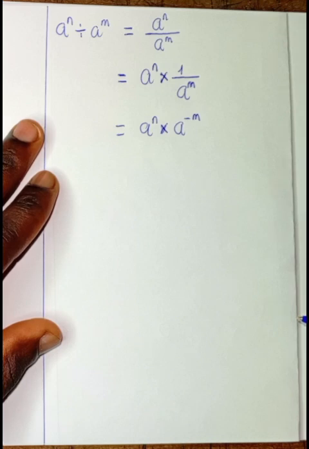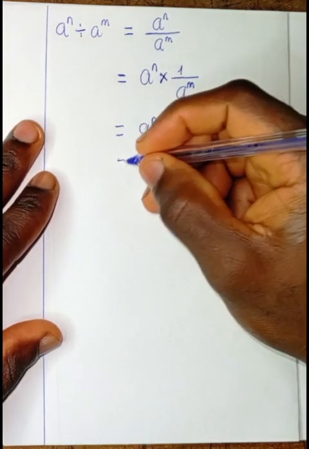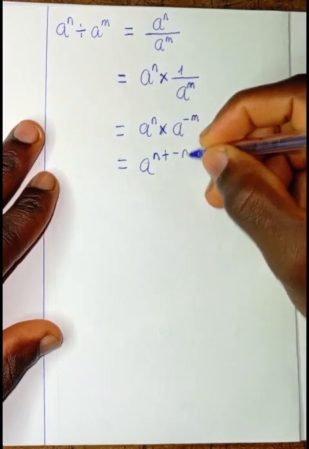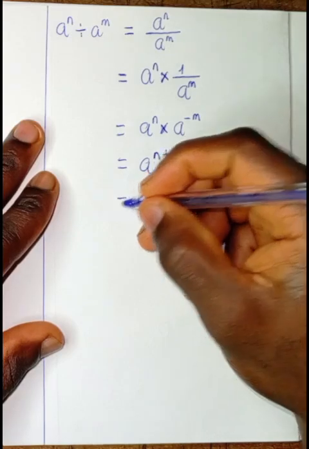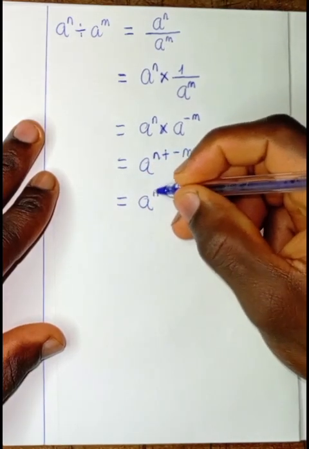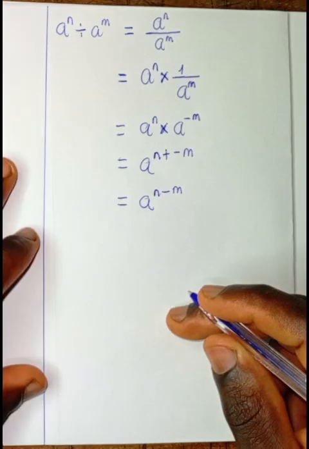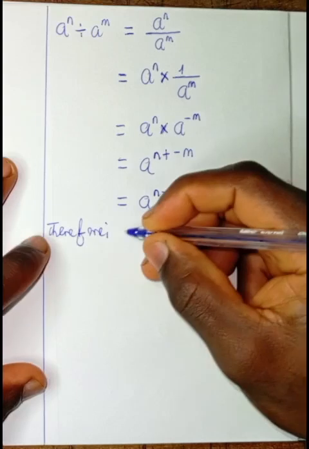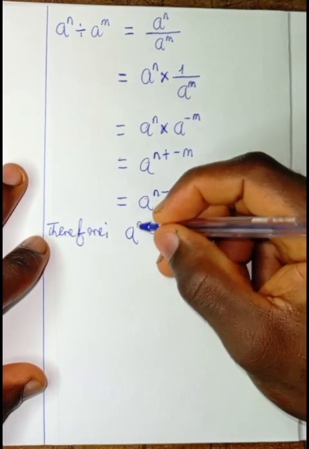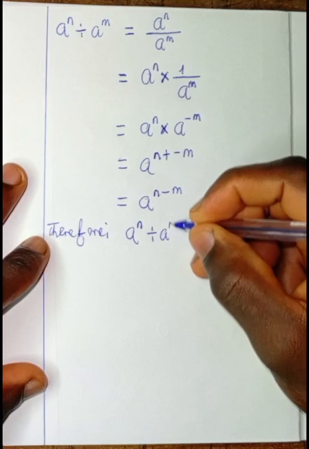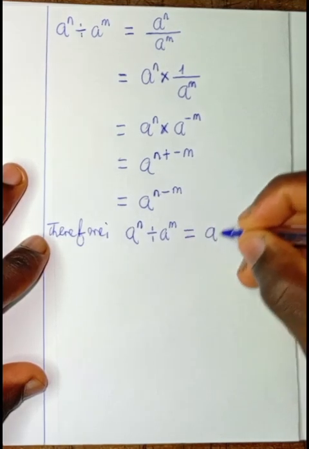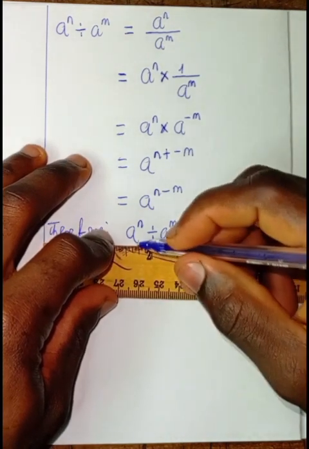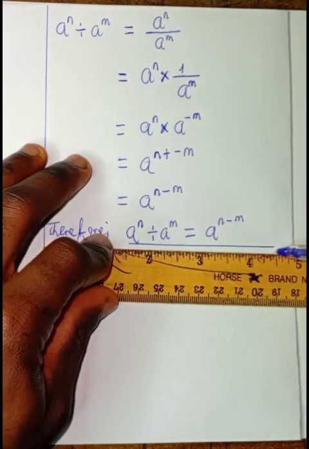Now by making use of the second property, this will simply be equal to a raised to the power n plus negative m, which will simply be equal to a raised to the power n minus m. We conclude, therefore, a raised to the power n divided by a raised to the power m is equal to a raised to the power n minus m. Underline the result.